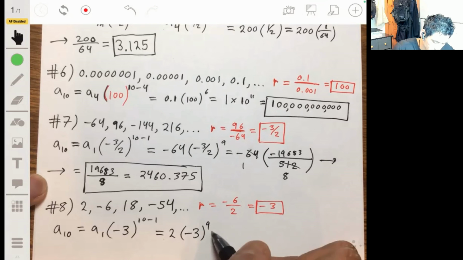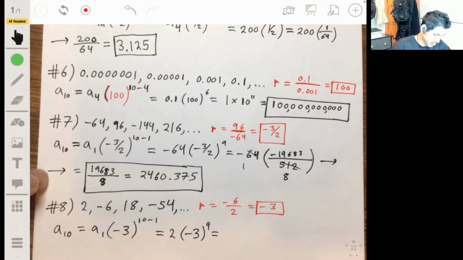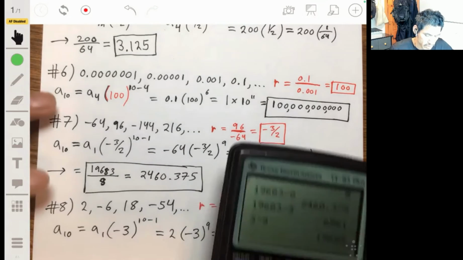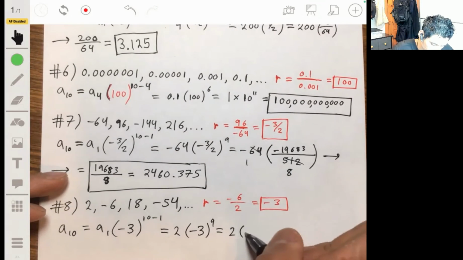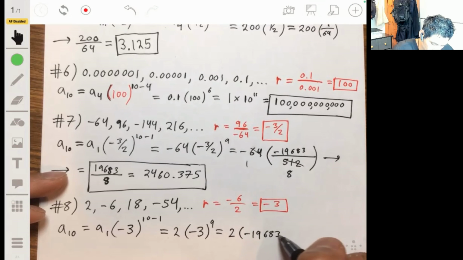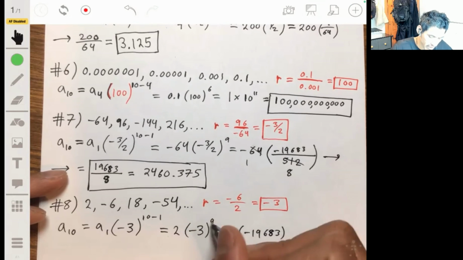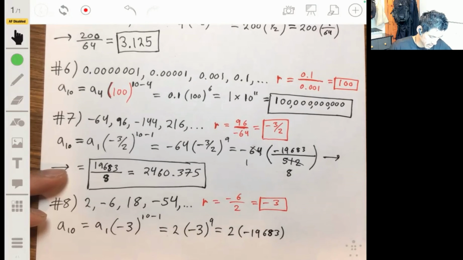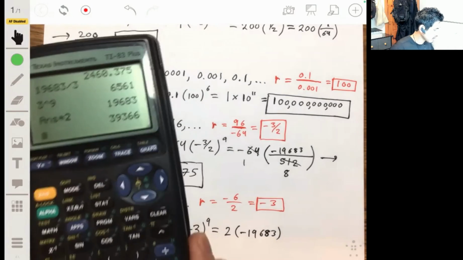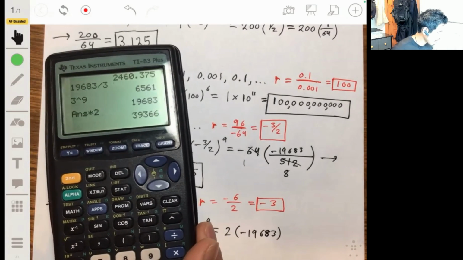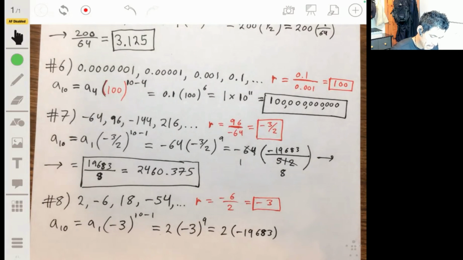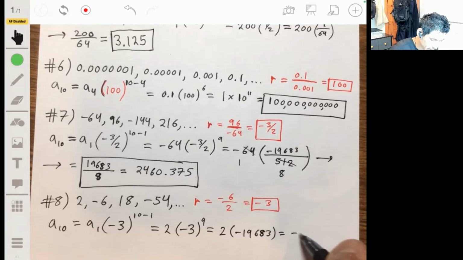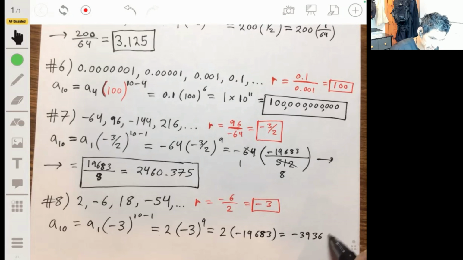-3 to the 9th. 3 to the 9th will be 19,683. It's going to be negative since we have an odd power. Times 2. And we'll get negative 39,366.